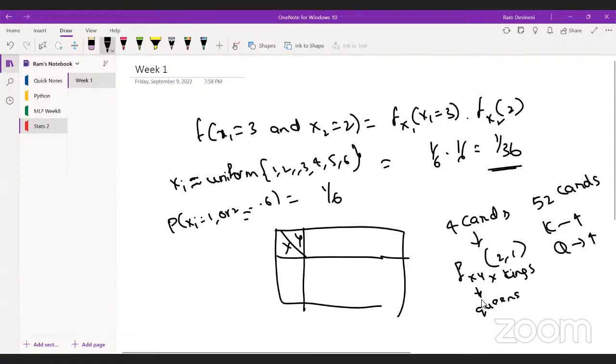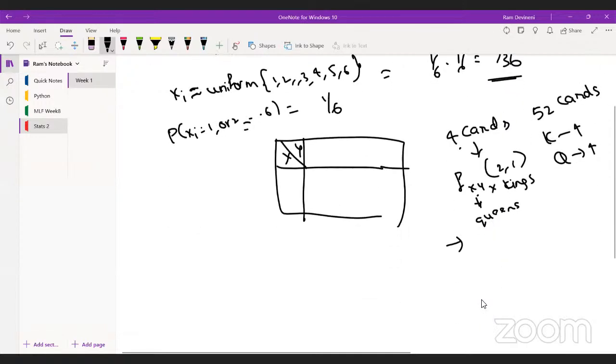Okay, correct. So what they're saying is, among these 4 cards drawn, 2 cards should be queens and 1 card should be a king, right? Yes. So basically our problem is finding the probability that, among 4 cards drawn, 2 cards are queens, 1 card is a king, and 1 is some other card. It doesn't matter what it is, but it should be some other one.